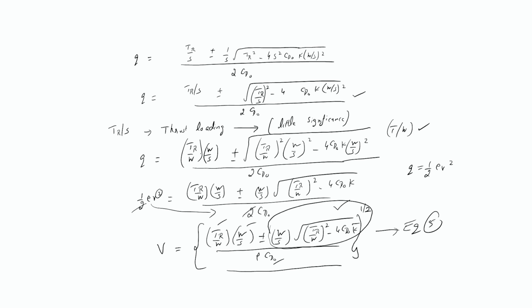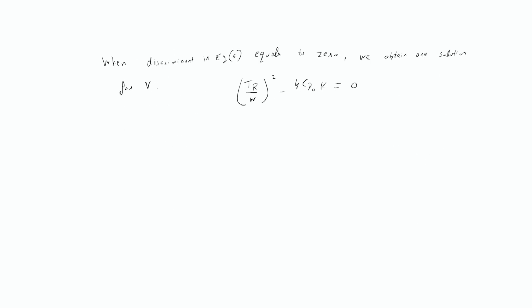Okay, I am substituting this equals to 0. Alright, so then we obtain TR by W minimum. Okay, let's not write minimum here. TR by W minimum equals to 4 CD naught K. So this is equation number 6.